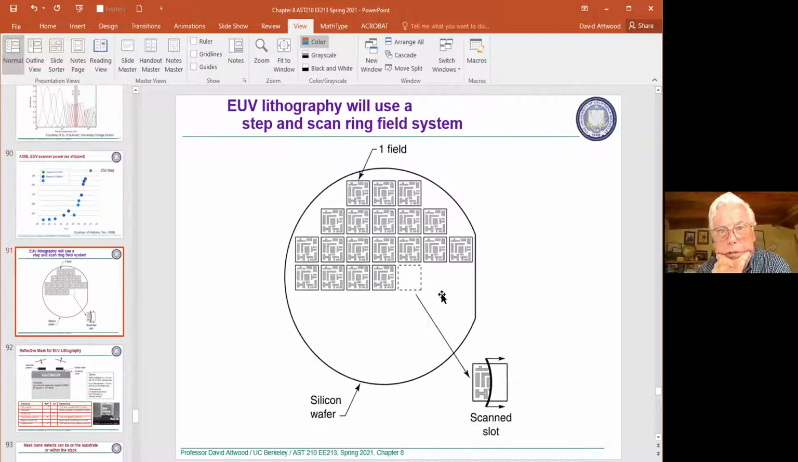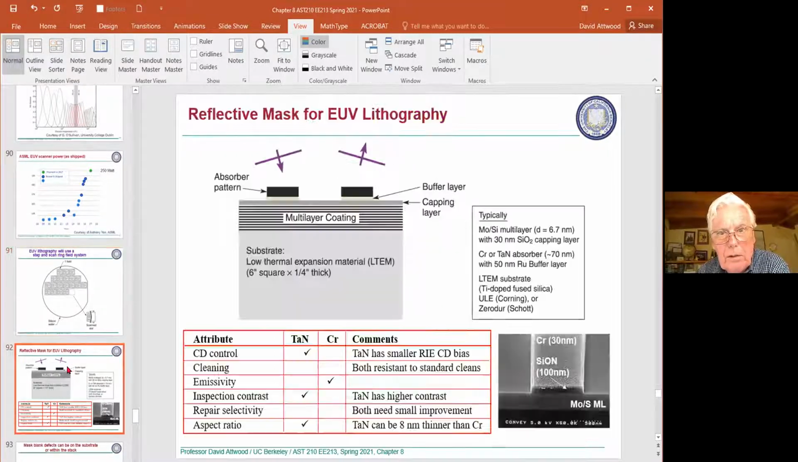So this is the EUV. I should have put this slide earlier. This is just an enlarged view of how the step and scan works. I told you that there was a mask that has the electronic pattern on it, but there's a big substrate. It's 1/4 inch thick, 6 inches square. Low thermal expansion material, because there's going to be a lot of light hitting it and there's absorption.